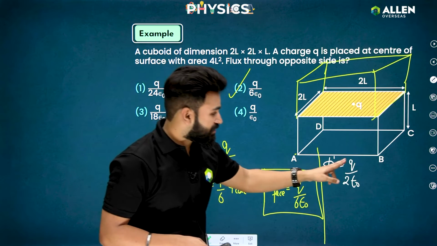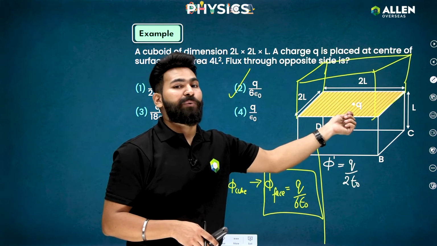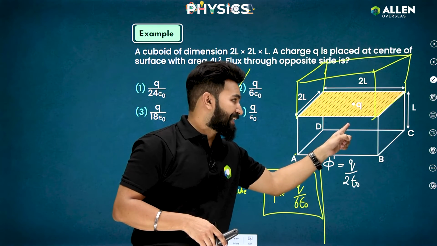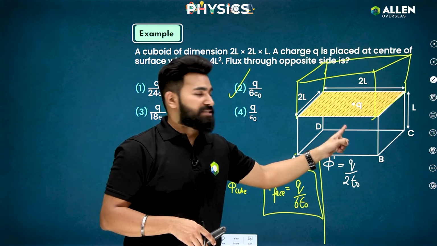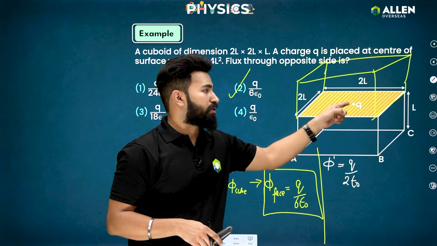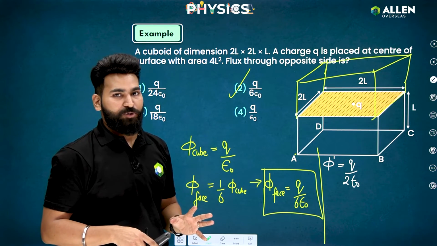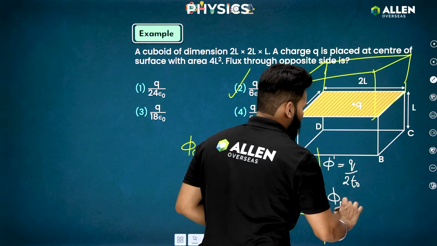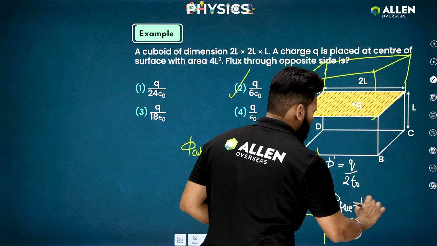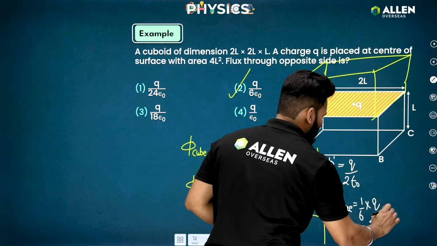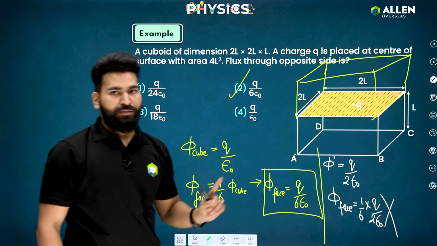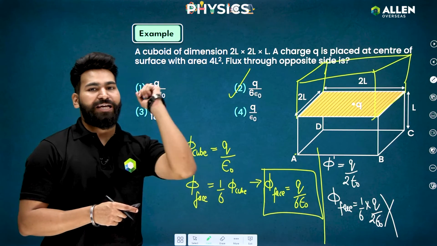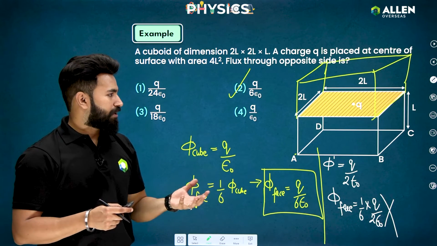The reason being, this Q by 2 epsilon naught is not equally getting distributed because it is not the symmetric distribution. The charge is not placed at the center of the lower cuboid, it is on one of the faces. So it will not be equally distributed. So that method will be wrong. Till here it is right, but if you then say the flux through the face is 1 by 6 of Q by 2 epsilon naught, it will be completely wrong. Keep that thing as well in your mind. So the answer for this question is Q by 6 epsilon naught, and that's the end for our today's topic.